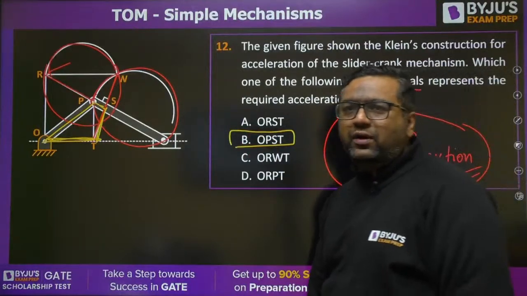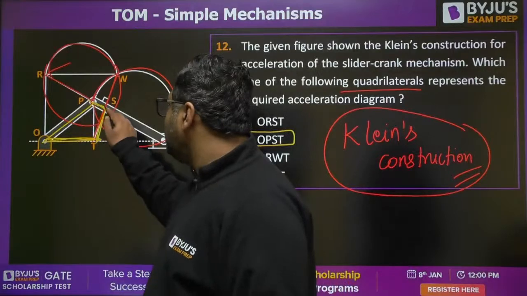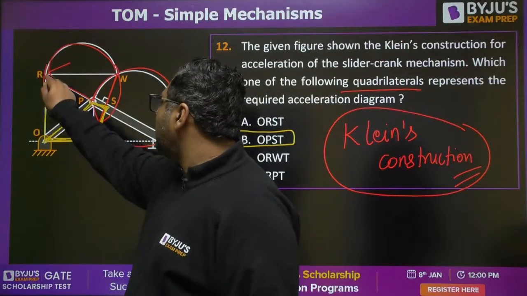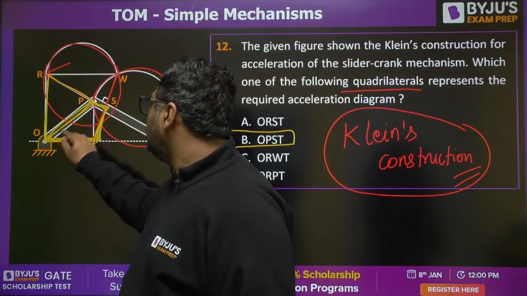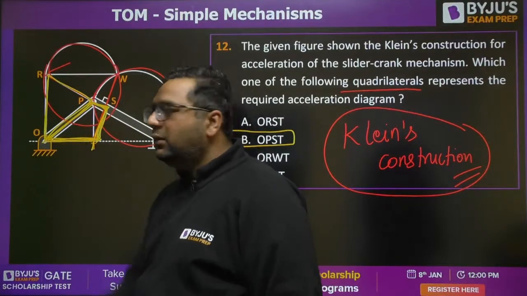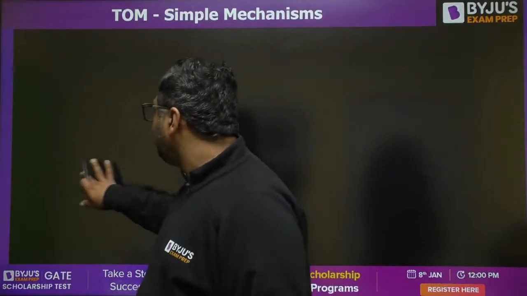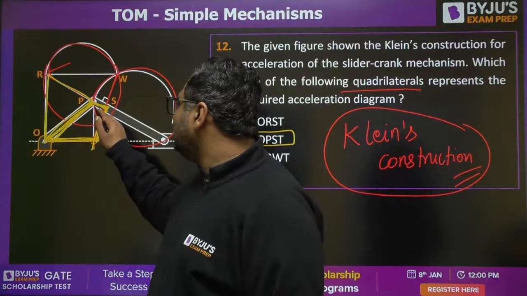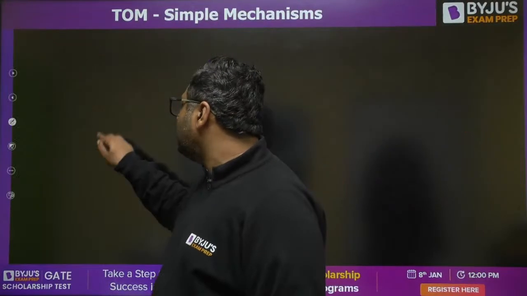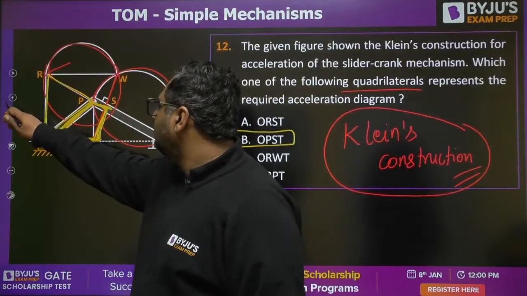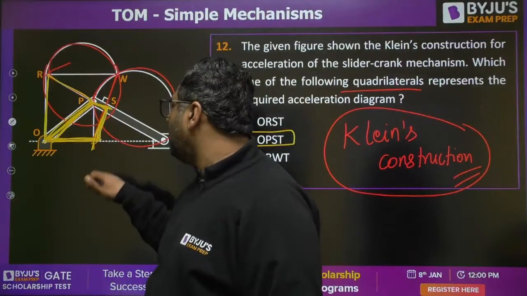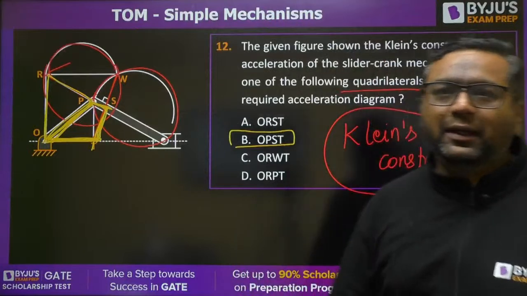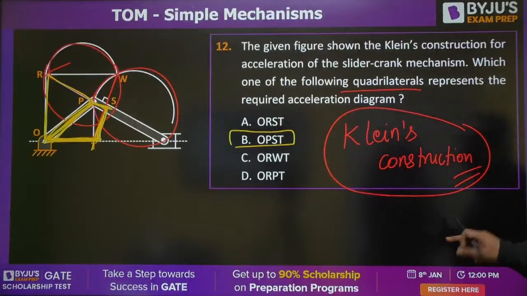From where is W coming, bhai? OPST is the right answer. Don't you remember, this is the triangle and this is the rectangle. This component is radial, and this is radial for the connecting rod. This is tangential for the connecting rod and this is for the slider. Very good. बहुत बढ़िया.